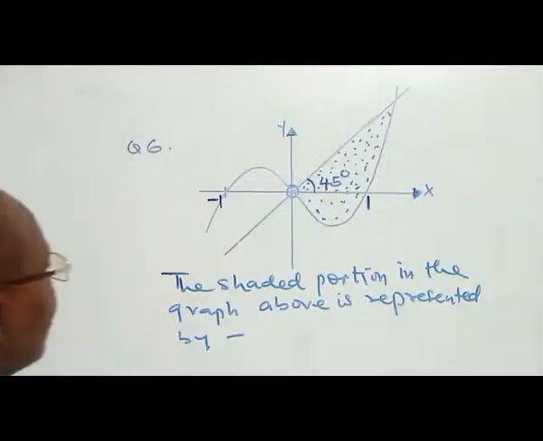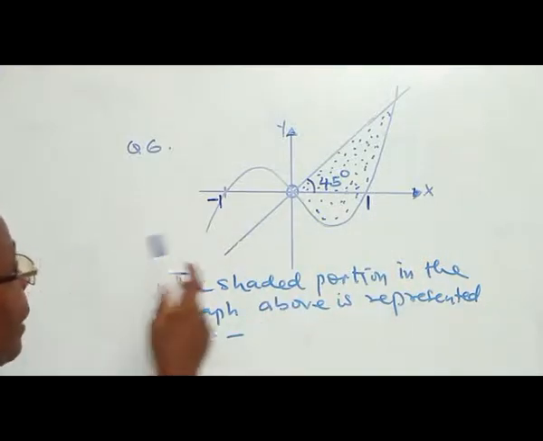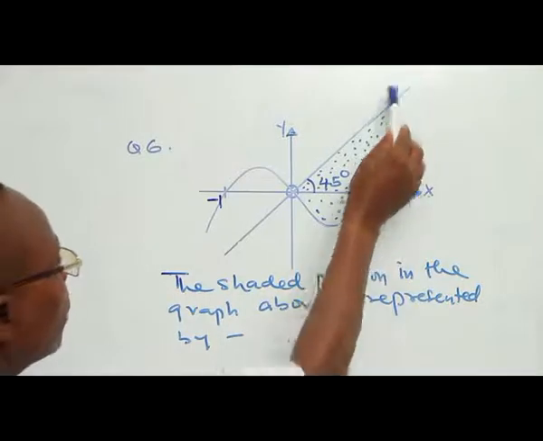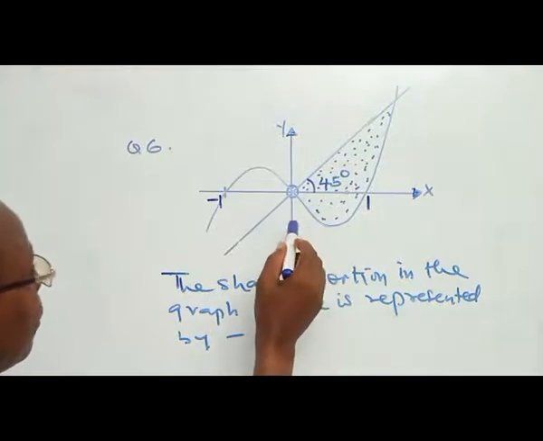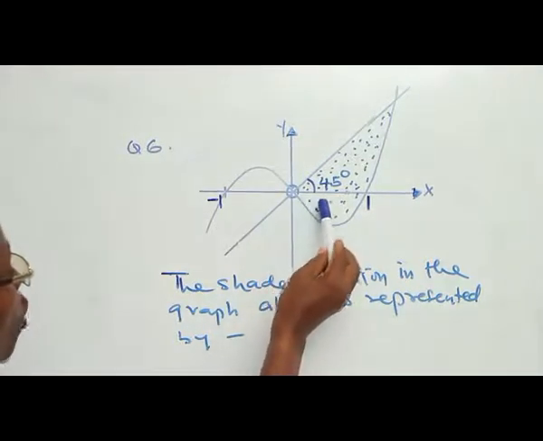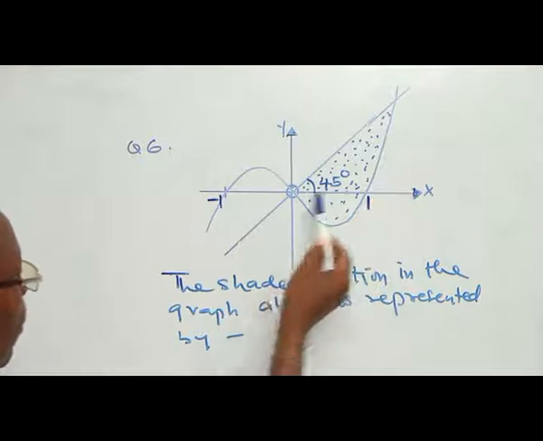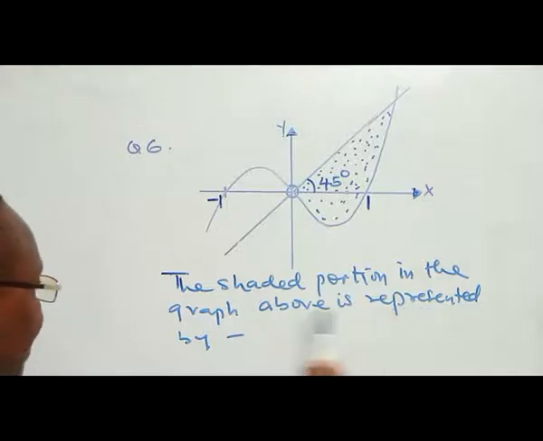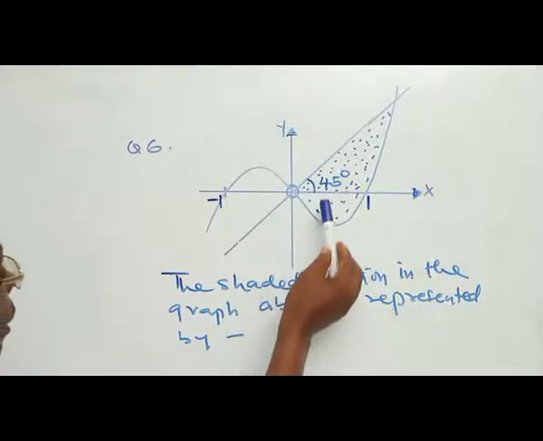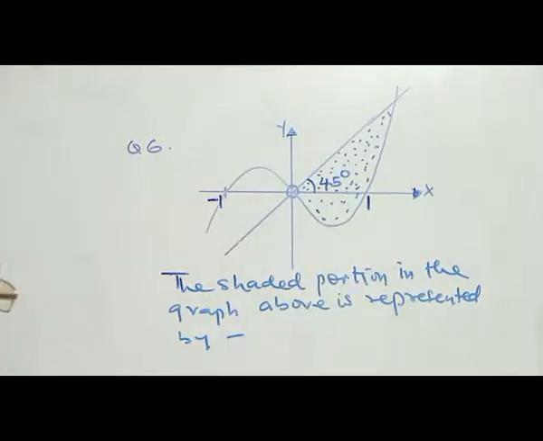Number 6. Here is a diagram for us, a graph representing a cubic function and a linear function. I specifically bring this to us to solve because we have already dealt with inequality. So given this type of graph, we are asked now to find the shaded portion in the graph above. What are the equations or inequalities representing the shaded region? We want to write the inequalities representing the shaded region.